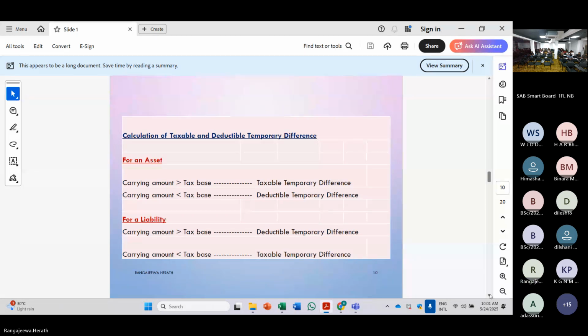So this is how we calculate taxable and deductible temporary difference. When you take an asset, if the carrying amount of the asset is greater than the tax base, it would be a taxable temporary difference. Carrying amount of an asset greater than tax base: taxable temporary difference.